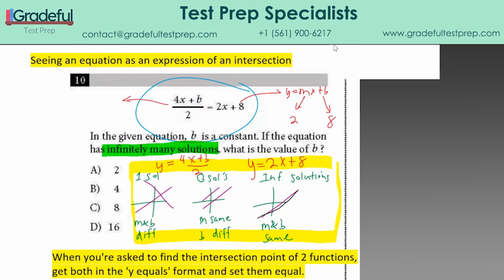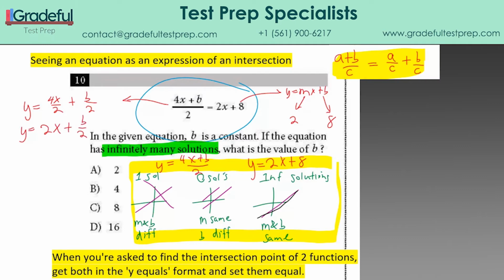The little rule there is that a plus b over c is the same as a over c plus b over c. So if we do that on the left part, the 4x plus b over 2, that means that we have y equals 4x over 2 plus b over 2. Further simplifying, that's y equals 2x plus b over 2.